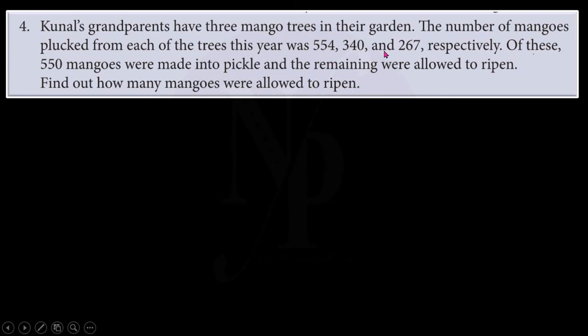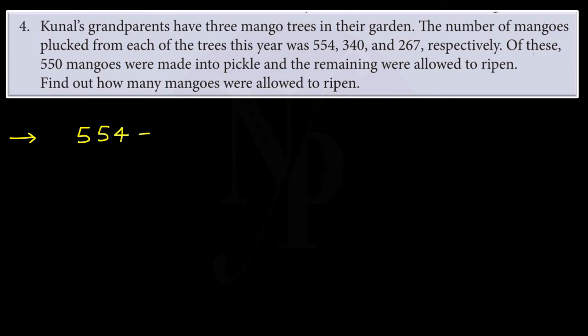So we should add these three numbers and subtract 550 from the sum. We get the number of mangoes allowed to ripen. Let us do that now. It's very simple. So first, let me write down the statement. We should find the sum of the given three numbers, the number of mangoes plucked.